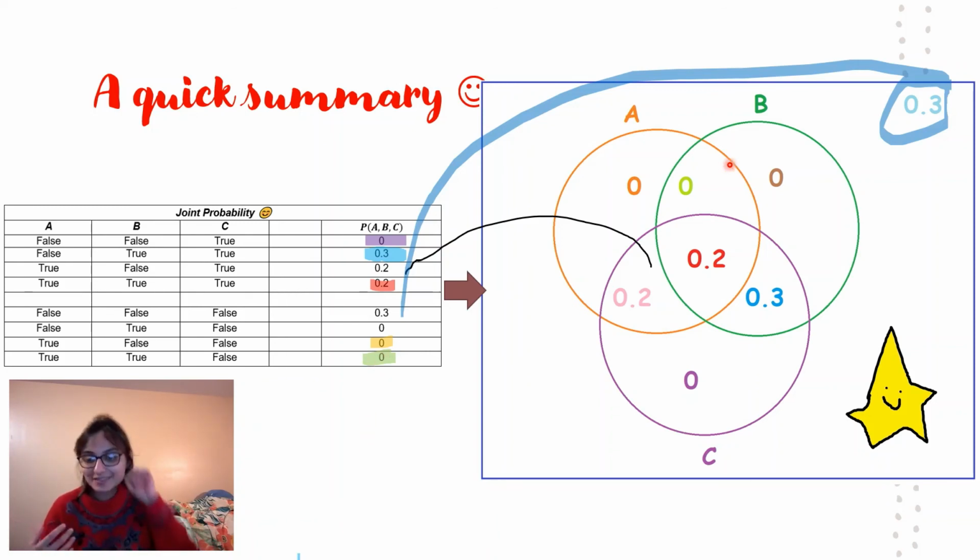So that's sort of how you can take the joint probability table and represent it in a Venn diagram, and then you can interpret it that way.